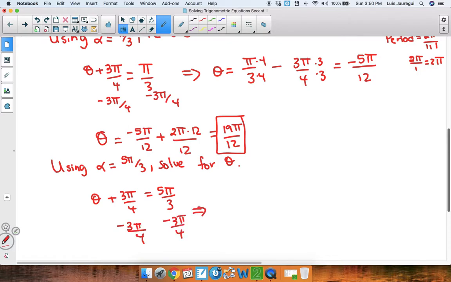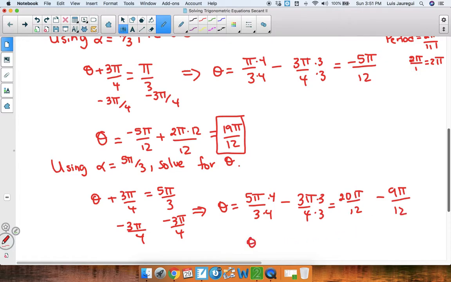This leaves you with theta being equal to 5 pi over 3 minus 3 pi over 4. Once again, looking for the common denominator, we are going to multiply this first expression by 4 over 4 and the second expression by 3 over 3. So 5 times 4 gives you 20 pi over 12 minus 3 times 3 times pi gives you 9 pi over 12. So the other value for theta will be 20 pi minus 9 pi, which is 11 pi all over 12. And that is another angle between 0 and 2 pi.